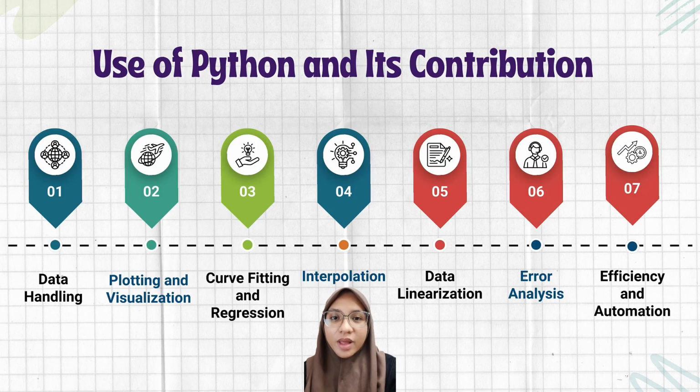Python was used to help manage the data, run the models, and plot the results. Libraries like NumPy and Pandas helped in handling the data, while Matplotlib was used to draw graphs. For fitting the data, functions like polyfit from NumPy were used for linear and polynomial models. For interpolation, the SciPy library provided tools to estimate values between points.